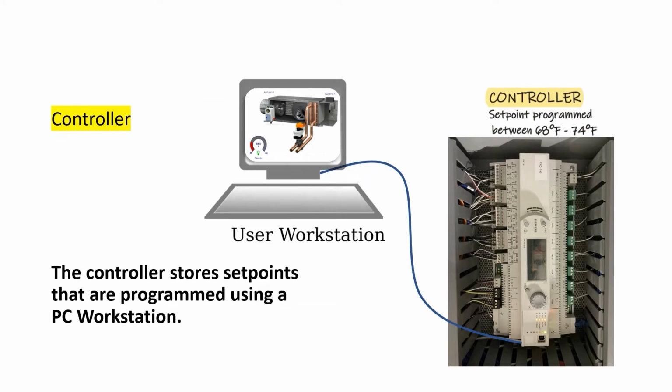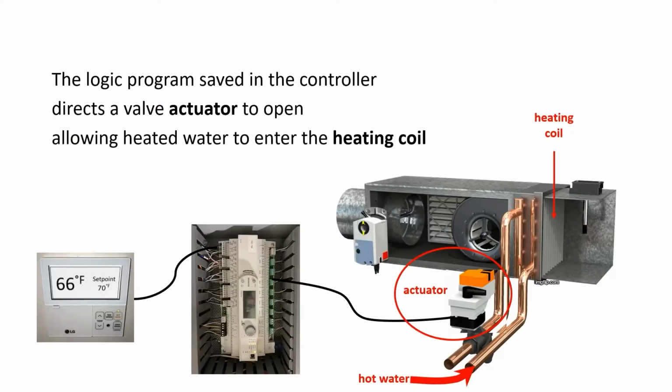While the building operator's workstation screen may show a graphic and temperature set point, the logic saved to the controller is often not visible to the operator. The operator may view a 66-degree temperature on the workstation that is being received from the sensor in a room. And then the logic saved to the controller commands what happens when the temperature sensor reports a temperature that is being sensed below set point. The logic program saved in the controller directs a valve actuator to open, allowing heated water to enter the heating coil.